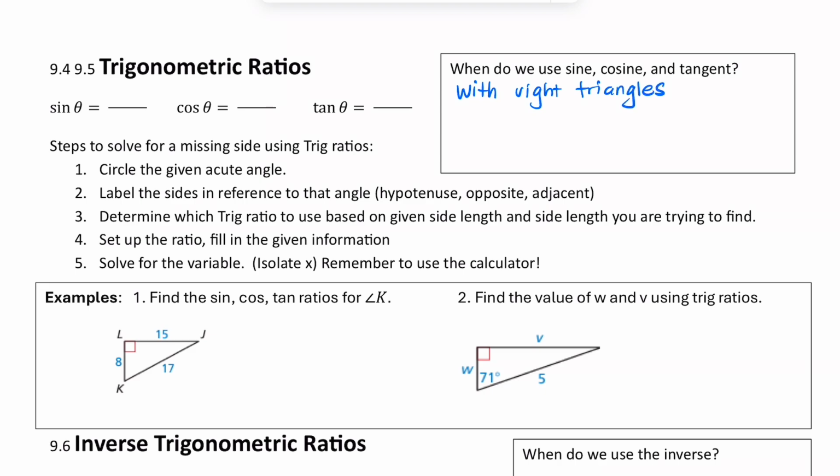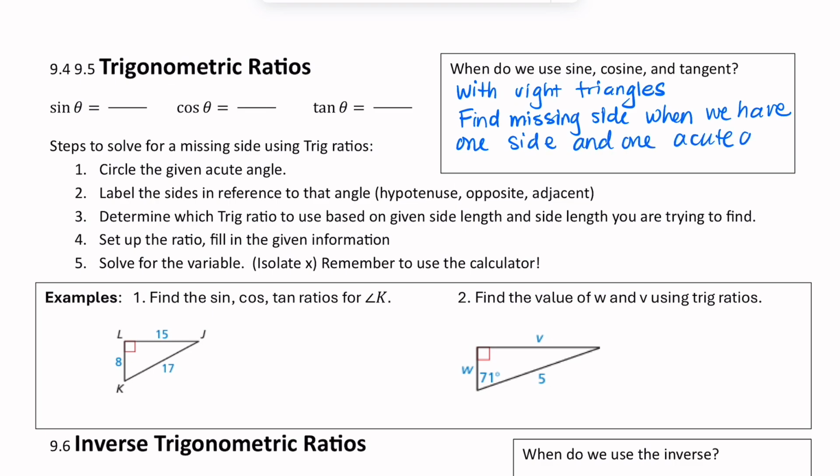They also help us to find the missing side when we have one side and one acute angle. We have sine theta equals opposite over hypotenuse. Cosine theta equals adjacent over hypotenuse. And tangent theta equals opposite over adjacent.